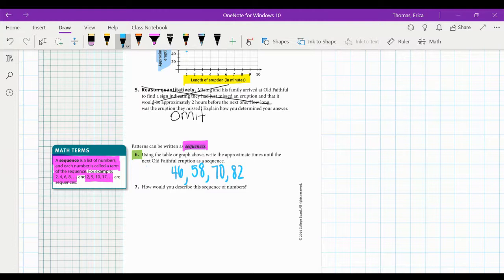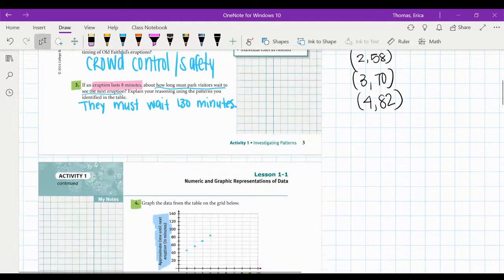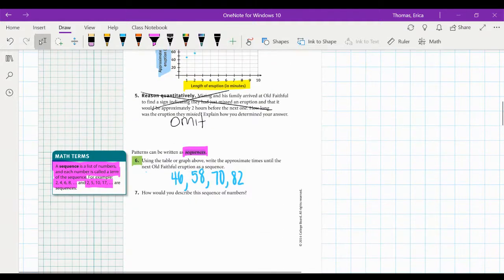Now, remember, over here, we continue the table. So just because our table stops right here, doesn't mean that the approximate times don't continue to increase by 12. So what we can do to note that this can continue is put a comma and 3 dots.